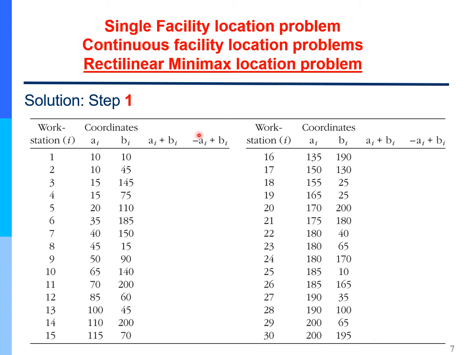Let's apply these steps to our example problem. So step 1. I have listed all these facilities, 1 up to 30, in this table, with their x coordinates and their y coordinates. Then in step 1, we need to calculate ai plus bi and minus ai plus bi. For the first facility, ai plus bi is 20 and minus ai plus bi is 0. The order is important: ai is negative, bi is positive. For the second one, it is 55, and minus 10 plus 45 is 35. The next one has a summation of 160 and a difference of 130. And you need to do this for all 30 of them. This is the first step. Let me show the results of these calculations.